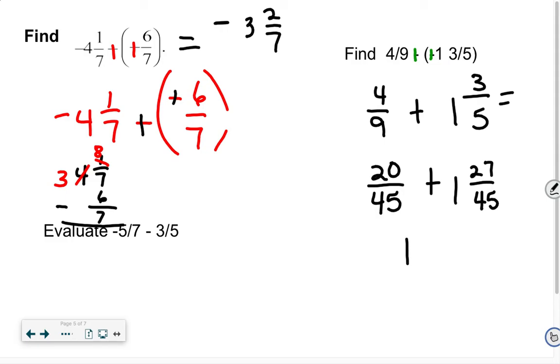Okay. What happens when you add them together? You have 1 and what's 20 plus 27? 47. 47/45ths. Do I leave my answer that way? No, ma'am. What should that answer end up being, John? 2 and 2/45. Very good. If you know how to add them, you also know how to subtract them.